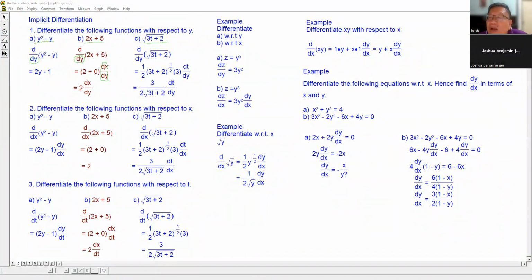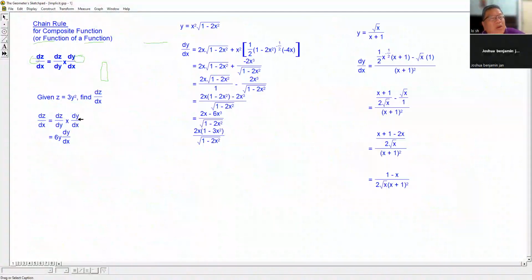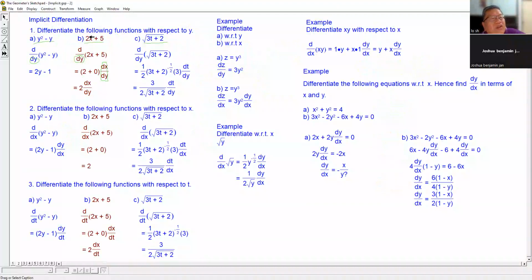Why should I put a dy dx at the bottom? Behind there? Because of this. Because of the chain rule. You see, when you differentiate this as usual, but you put behind there dy dx, right? So the same thing here, you differentiate as usual, right? This one you differentiate as usual, but behind there you put dx dy.